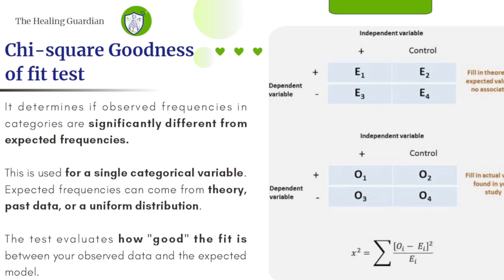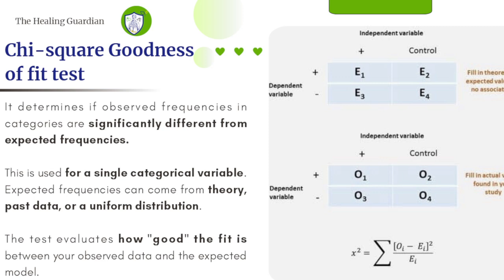So there are two types of chi-squares. Actually, there may be three, but we are going to talk about two. The first is the chi-square goodness of fit test. This one we use to determine if the observed frequencies are significantly different from the expected frequencies. So we are looking at goodness of fit, just like the example I've given.